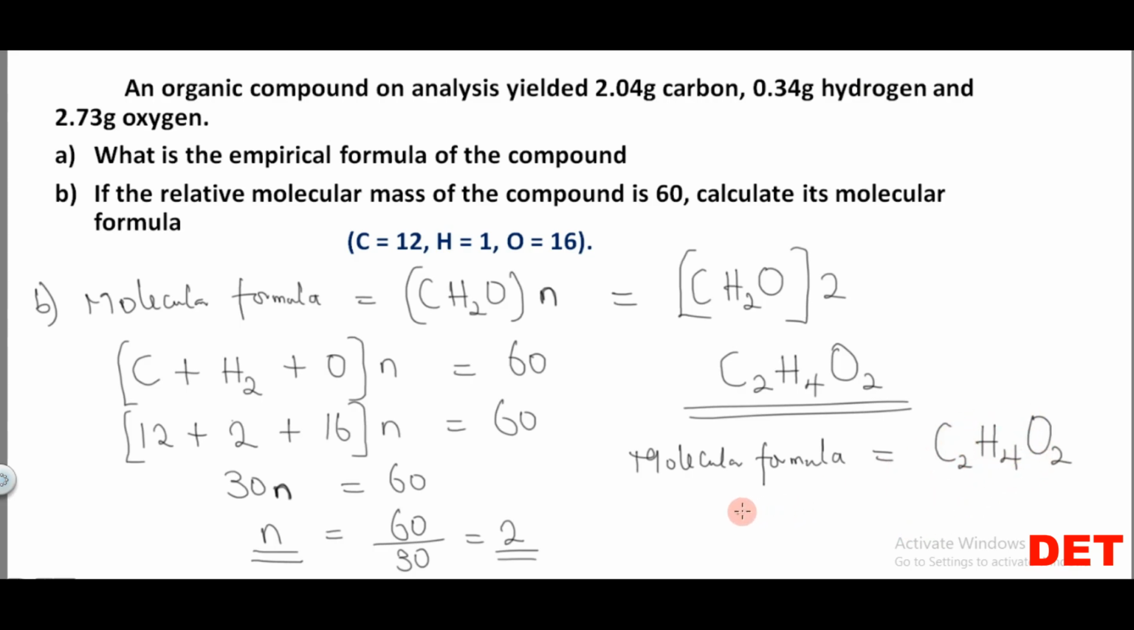So it can also be written as CH3COOH. This is ethanoic acid. This is the molecular formula. It is very important that you should know that this compound is ethanoic acid. You have 4 hydrogen, 3 hydrogen plus 1 hydrogen gives you 4 hydrogen. You have 2 carbon, 1 carbon here and 1 carbon here. Then you have 2 oxygen, and these are the 2 oxygen.